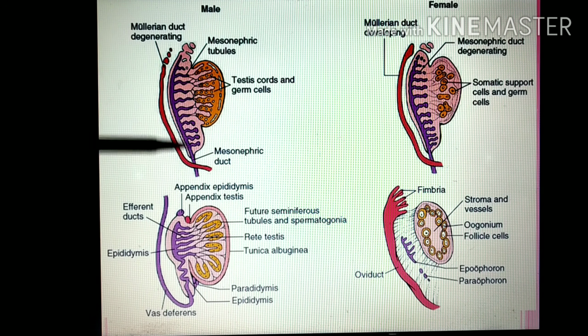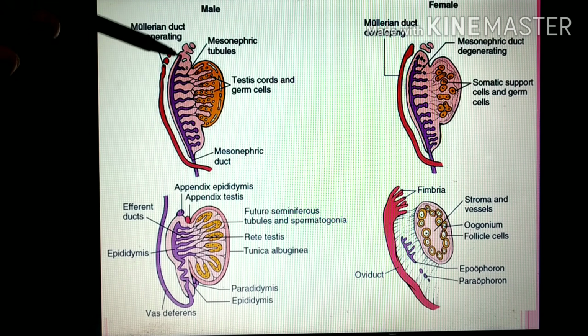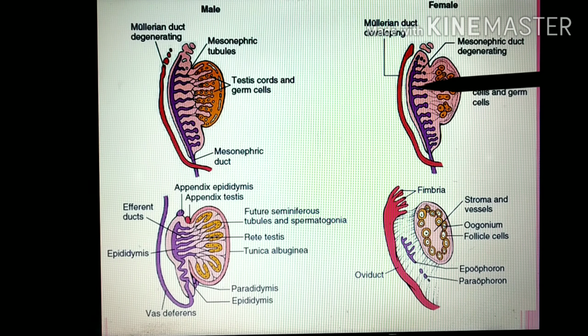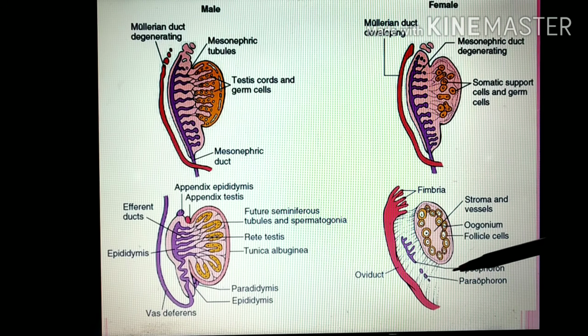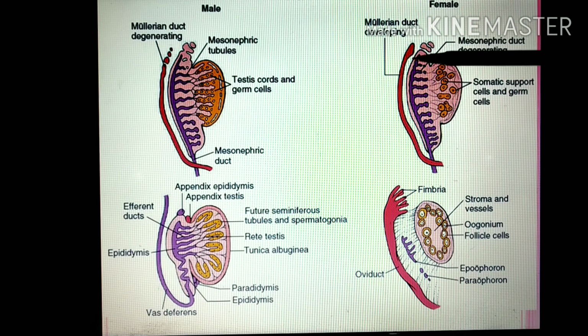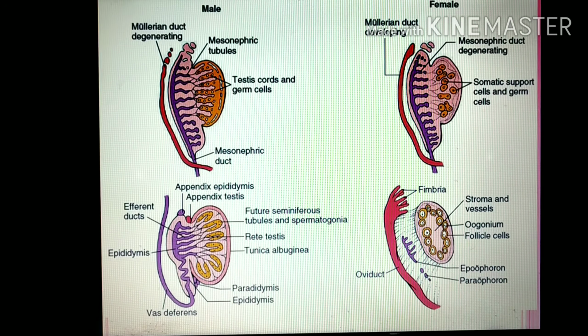Now here the ducts. In case of male, mesonephric duct and the mesonephric tubules will form the genital duct of male. Mesonephric tubules will form the vasa efferentia of the testes, and mesonephric duct will form epididymis, vas deferens, seminal vesicle and ejaculatory duct. In case of female, mesonephric duct regresses, and here mesonephric tubules will persist as epoophoron and paroophoron. Rest of the mesonephric tubules will degenerate, and this mesonephric duct will form the Gartner cyst.